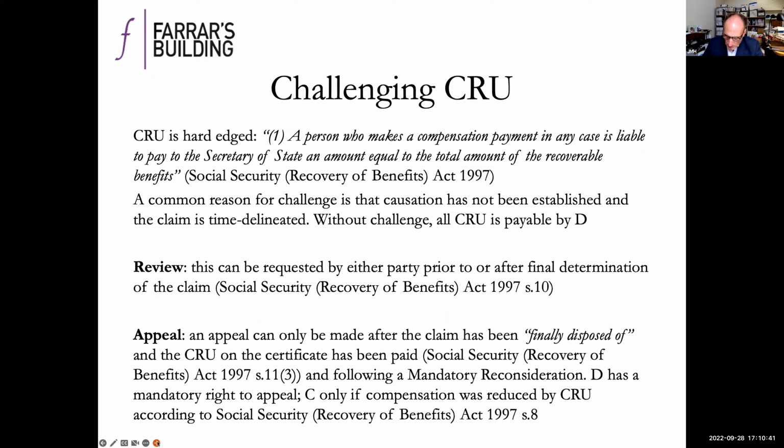And this is to be found within the CRU guidance. It draws this distinction. It says, if an appeal is made by either party and the amount of recoverable benefit is reduced, then the Secretary of State will refund the relevant amount to the compensator.